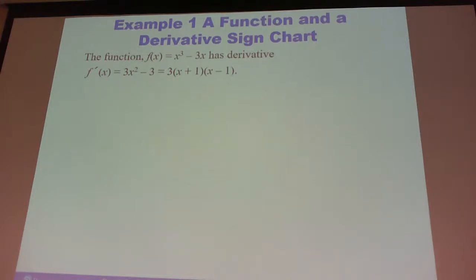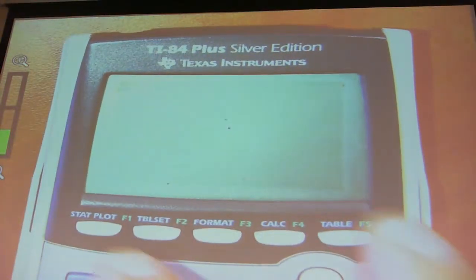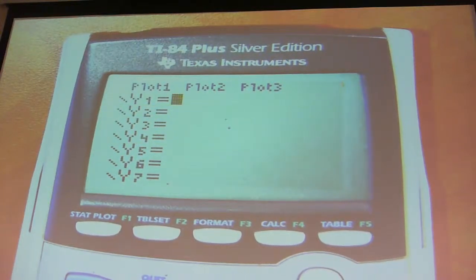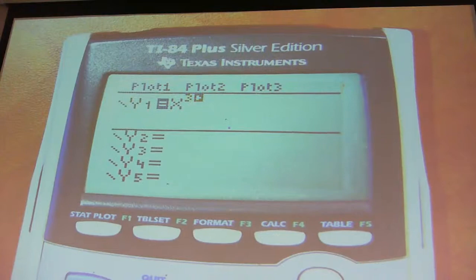So let's start out by taking out your calculator. And in our calculator, we're going to put this equation in a standard window. Okay, so we go to our calculators. We go to Y1. Get rid of anything you have in there. And in Y1, we're going to put the original function. The original function is x raised to the third minus 3x. X raised to the third minus 3x.